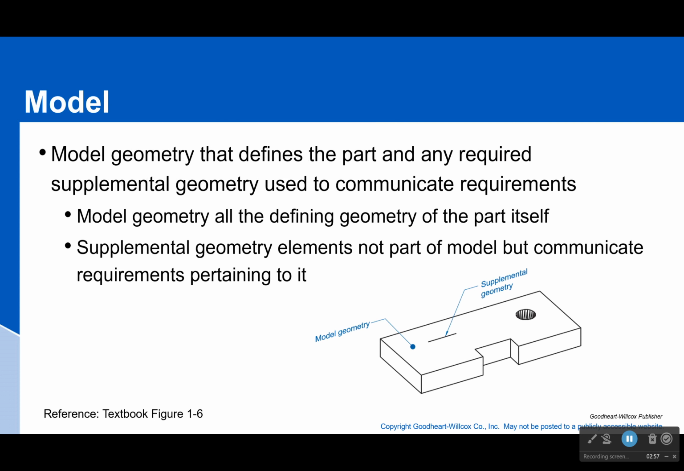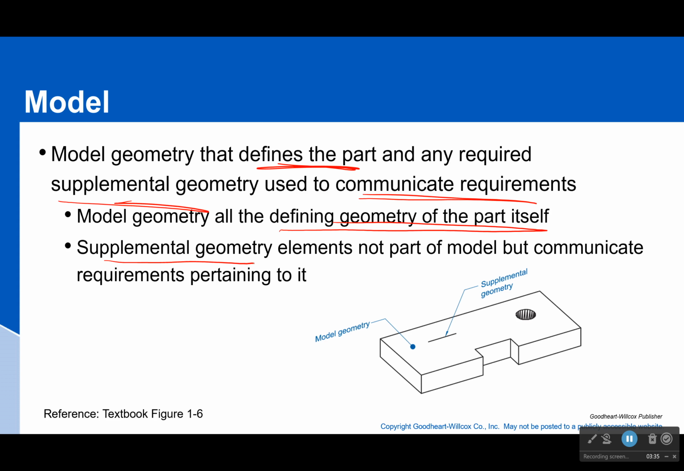Now let's look at a couple of those things we just talked about. For example, model geometry. Usually when we're talking about this, we have a 3D model, not a two-dimensional model, though you could have built a prototype that you want them to build from. So your model geometry will define the part, okay? And sometimes your supplemental geometry will help to communicate requirements. It might make it easier for them to understand what's going on there. Model geometry is all the defining geometry of the part itself.